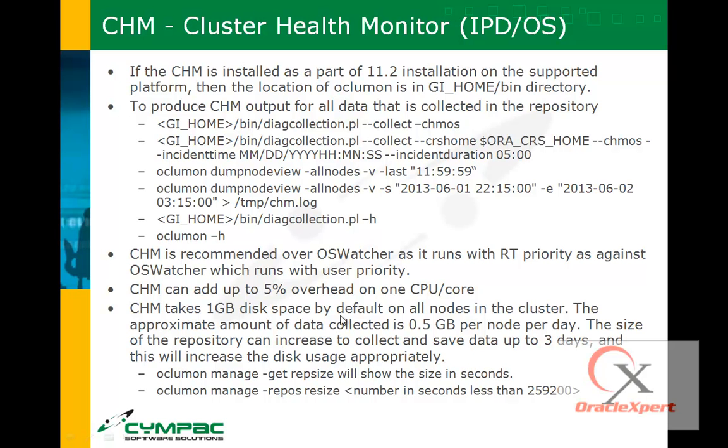CHM takes 1 GB disk space by default on all nodes in the cluster. The approximate amount of data collected is 0.5 GB per node per day.